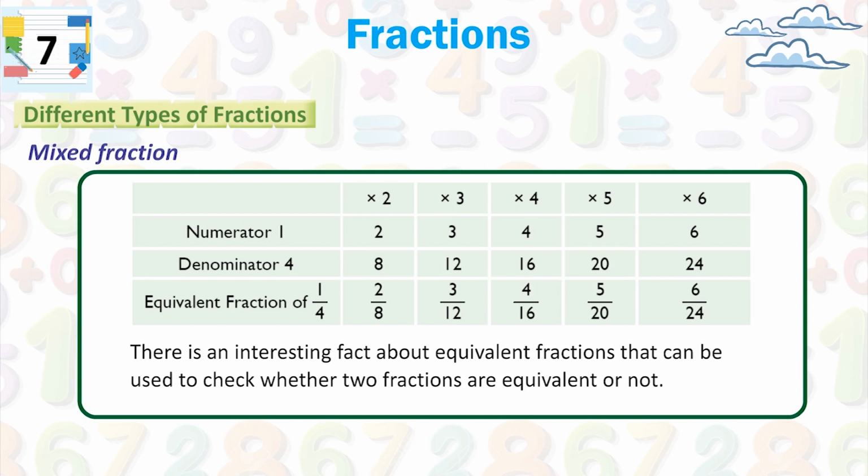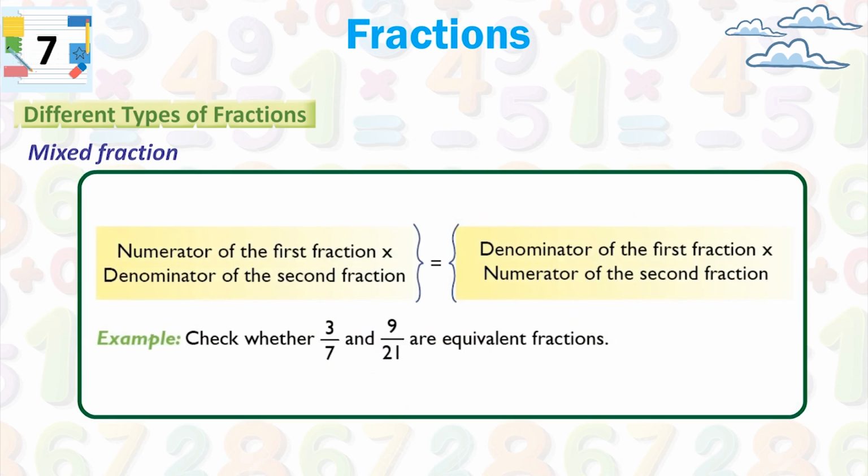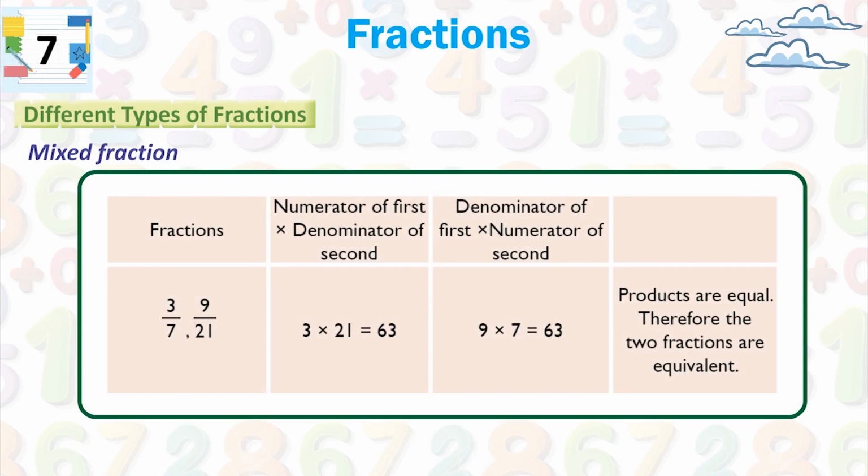There is an interesting fact about equivalent fractions that can be used to check whether two fractions are equivalent or not. Numerator of the first fraction into denominator of the second fraction is equal to denominator of the first fraction into numerator of the second fraction. Example, check whether 3 upon 7 and 9 upon 21 are equivalent fractions. Numerator of first into denominator of second. Denominator of first into numerator of second.